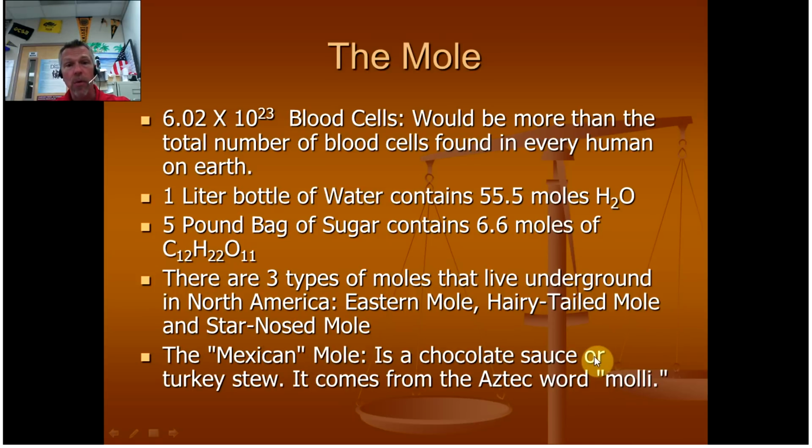Okay, well now you know a little more about moles, and you've seen a little bit about how we can use them in calculations, and we'll have a little bit more in the next lecture that you look at.